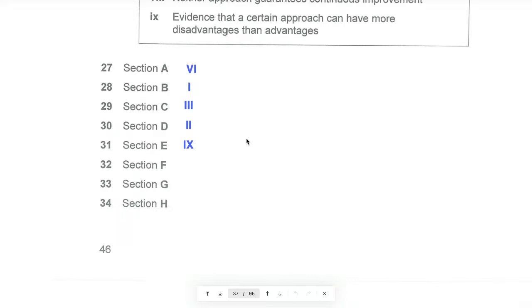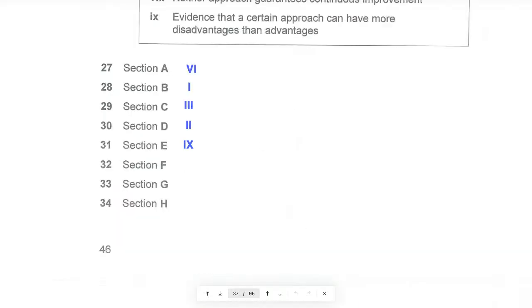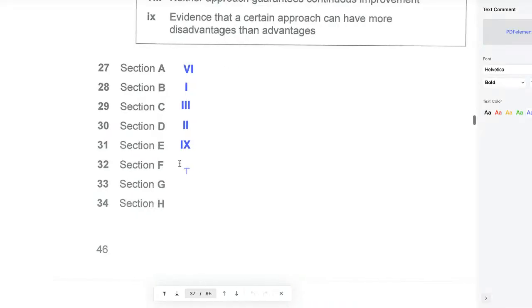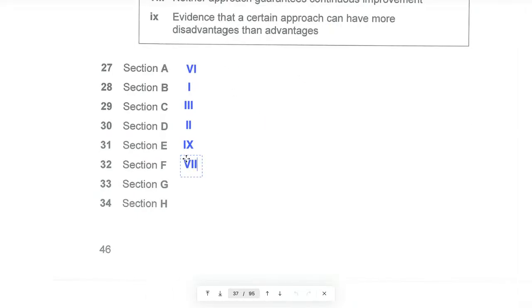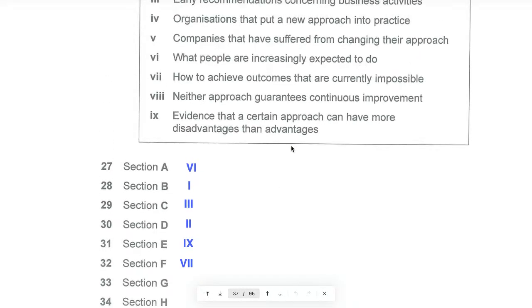32, section F. What's the answer? Okay, 7. So you can write 7 there first, guys. All right, read that. How to achieve outcomes that are currently impossible. Yeah, how to achieve outcomes that are currently impossible.